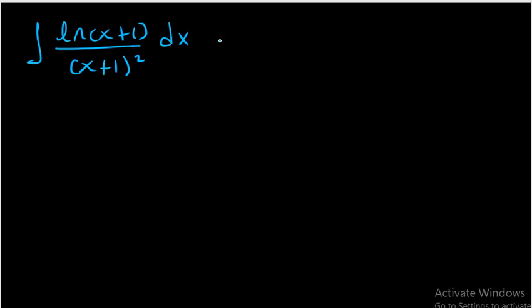This time again we can apply the integration by parts method. We can take u equal to ln of x plus 1, and when you differentiate both sides, wait a minute, this must be plus 1, du is equal to this derivative, which is just 1 over x plus 1.